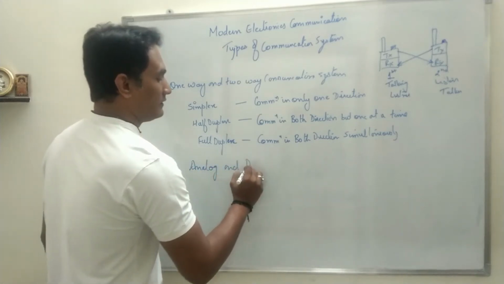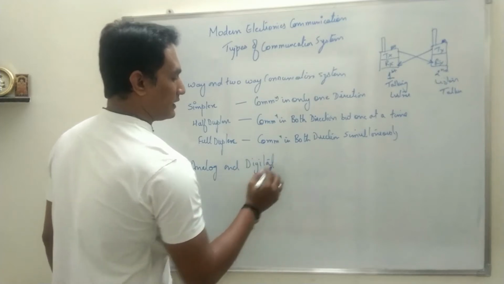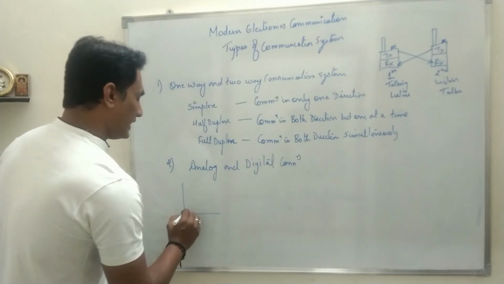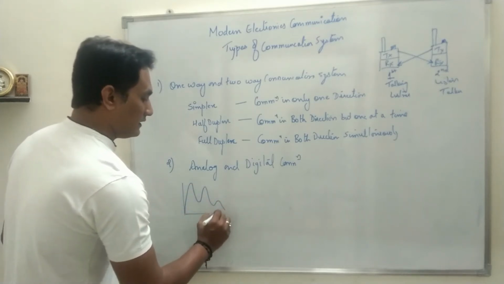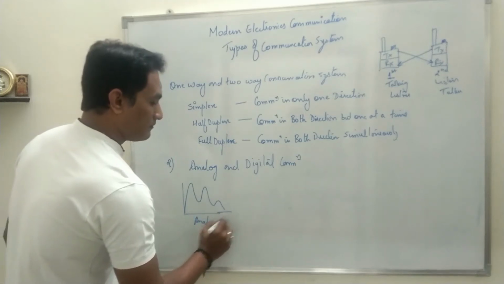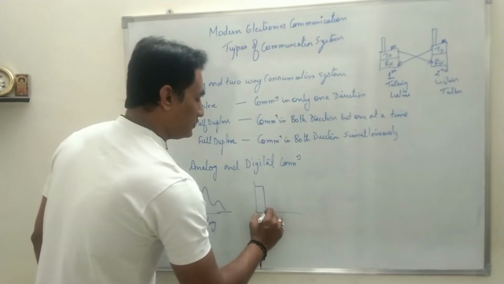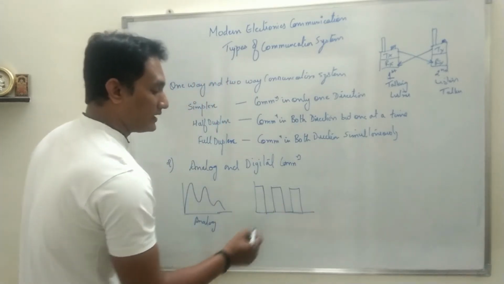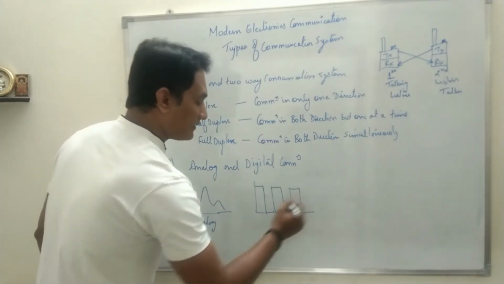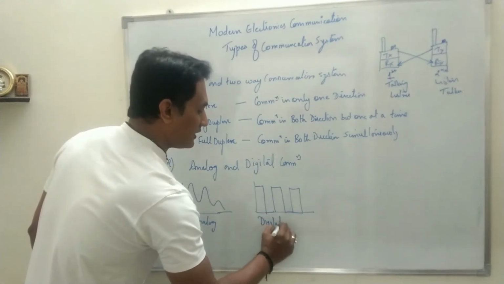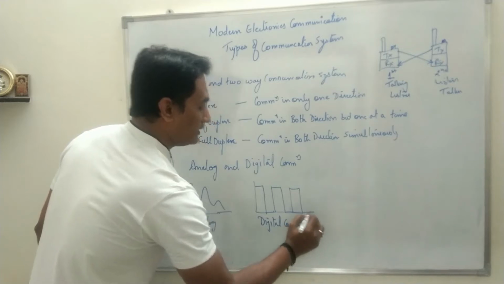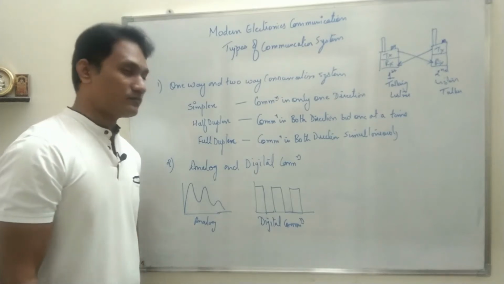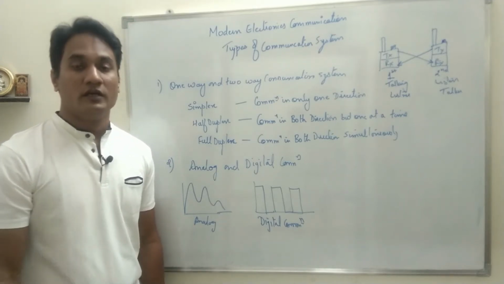Analog and digital communication. If the information is transmitted as a continuously varying signal, it is called analog. And if the information is converted into digital, meaning binary information which has only discrete states 0 and 1, and then transmitted, that type of communication is called digital communication. Digital communication is much better because of its low noise value as compared to analog communication.